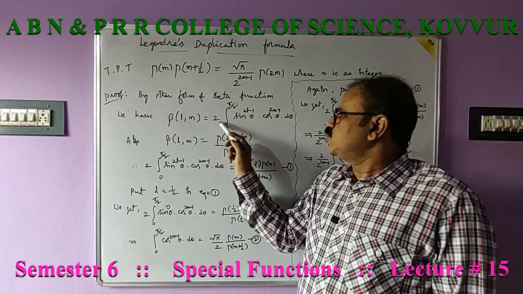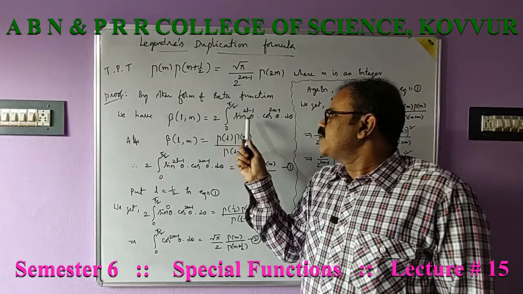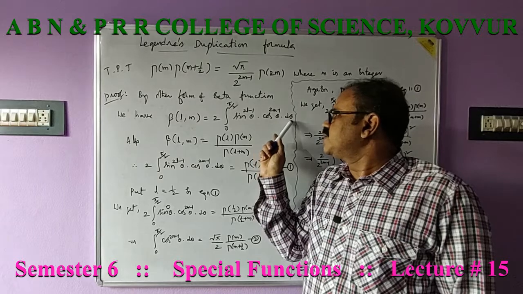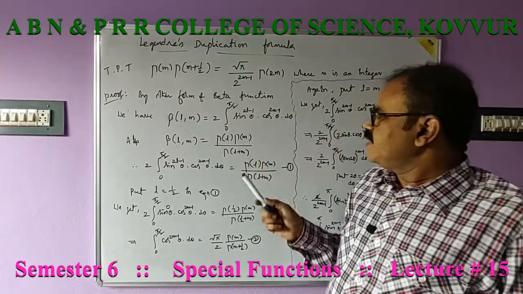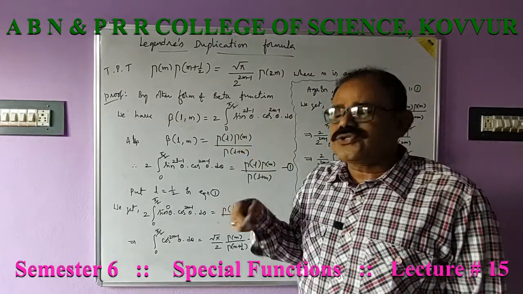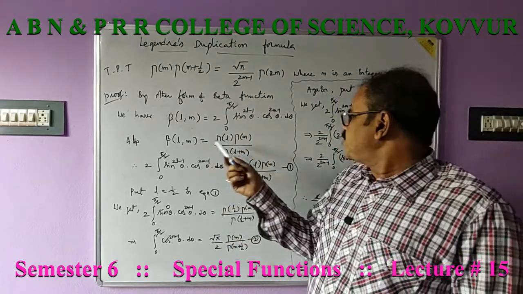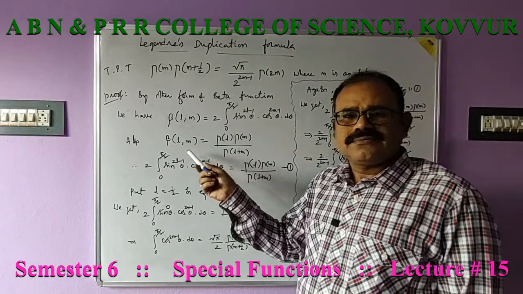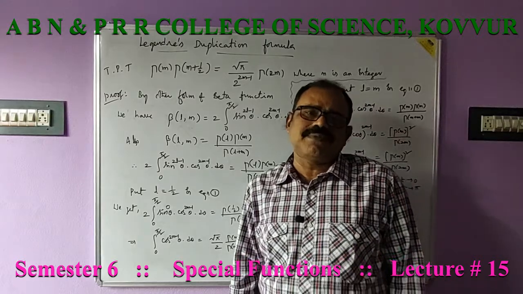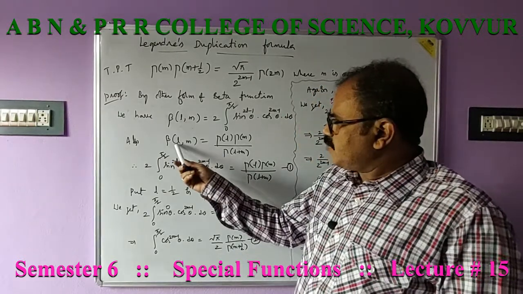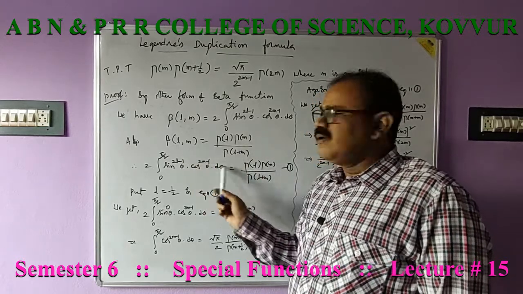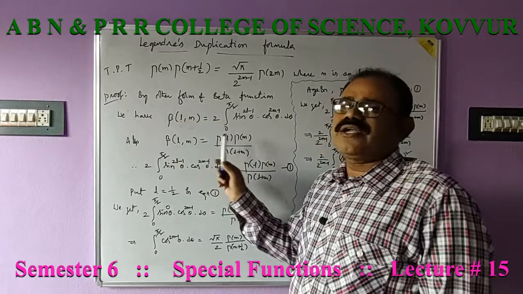Beta l m is equal to 2 into integral 0 to pi by 2 sin to the power of 2l minus 1 theta cos to the power of 2m minus 1 theta d theta. This is the other form of beta function. Also, by the relation between beta and gamma, we know beta m n is equal to gamma m into gamma n by gamma m plus n, or beta l m is equal to gamma l into gamma m by gamma l plus m. This is by the relation between beta and gamma.